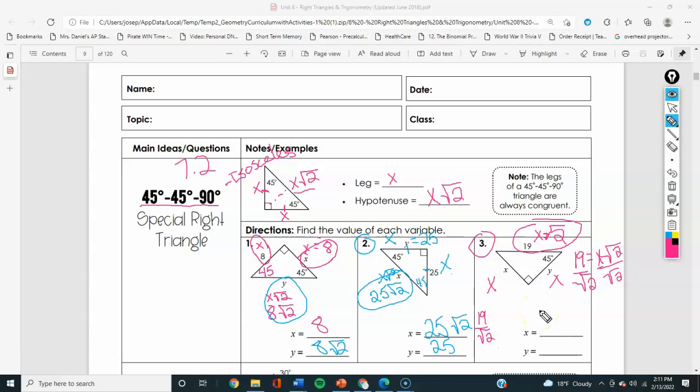Now, we did the worksheet yesterday on this, hopefully. You're not allowed to leave it that way. You have to multiply your top and bottom by square root 2. So 19 times square root 2 is 19 root 2. Square root 2 times square root 2 is just 2. Okay? That's all there is to it. Now this is going to be equal to x, and each of these sides is x. So each of these sides is 19 root 2 over 2, both my x and my y. Alright, we'll do some more of these. Don't worry if it's confusing.